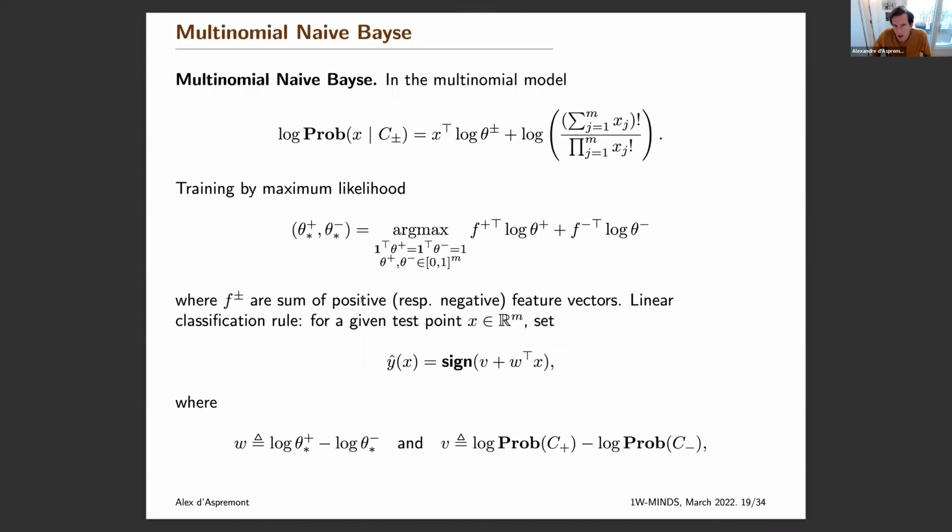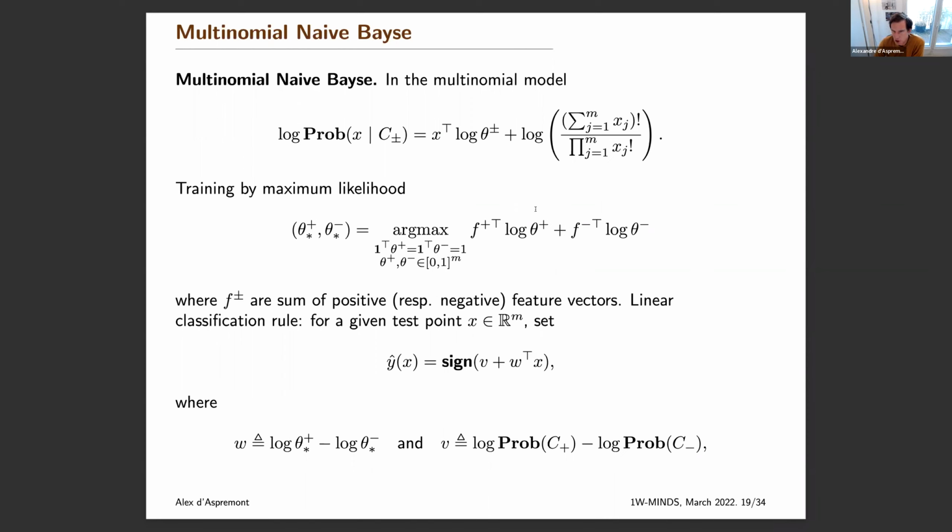So why am I talking about feature selection here? Well, it turns out that many of the feature selection problems we care about fit in the problem format I just described. And I'm using one simple illustration here, which is multinomial naive Bayes. And so in the multinomial model, the conditional log likelihood looks like this. And so training your model by maximum likelihood basically amounts to solving this optimization problem.